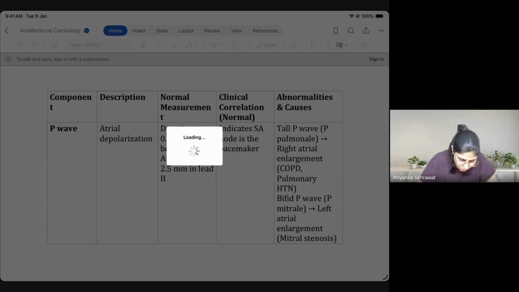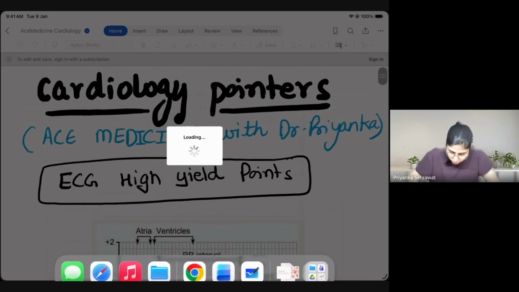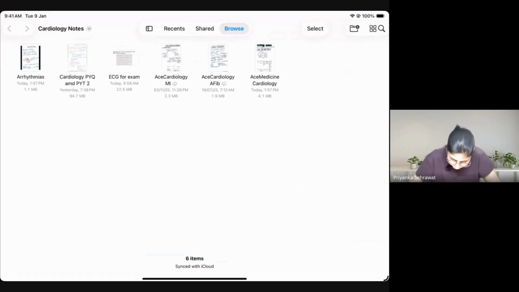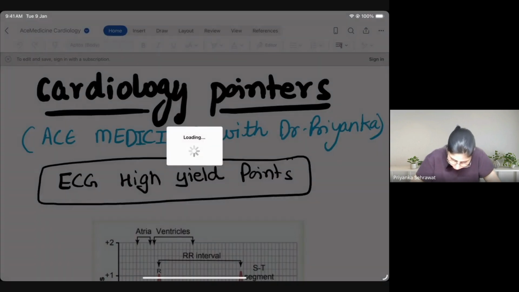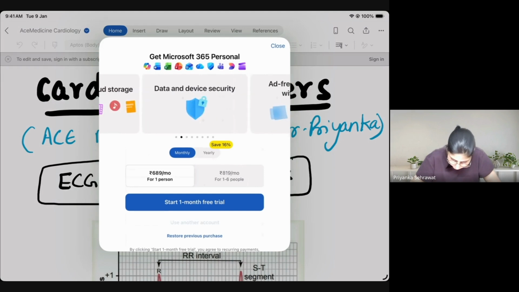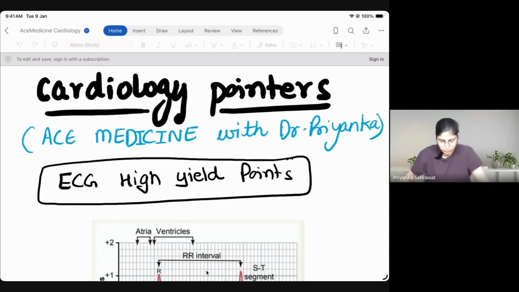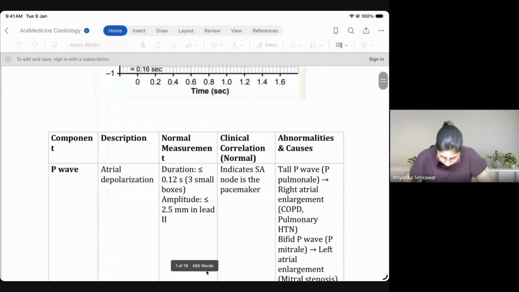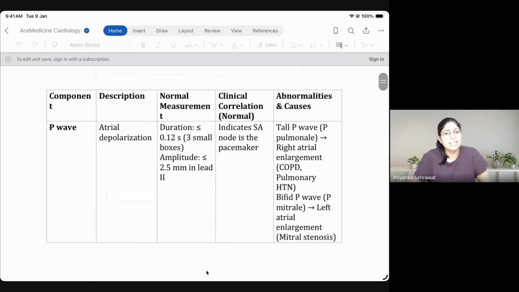There is some issue with the loading, so I'll not be able to draw on this. If you want to do anything, you need to pay, even for little things. Okay, so I'll just speak. I can't write on this paper, but listen carefully.